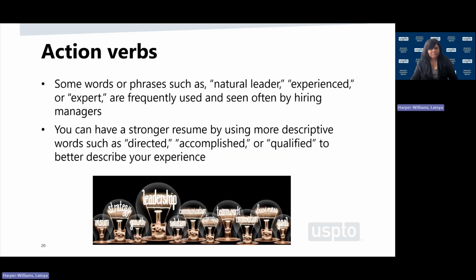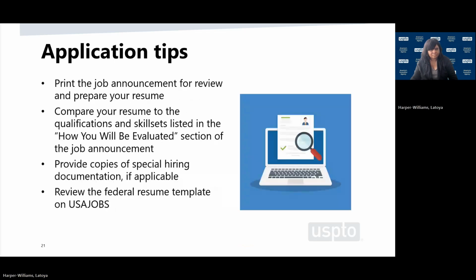Now, some words are overused and seen frequently by hiring managers, such as natural leader, experienced, or expert. Try to use stronger words that are more specific and demonstrate your experience better. Print the job announcement for review and prepare your resume. Compare your resume to the qualifications and skill sets listed in the How You Will Be Evaluated section of the job announcement. Tailor your resume and have multiple versions ready for use. Provide copies of any specialized hiring documentation, if applicable, and review the federal resume template on USAJOBS.